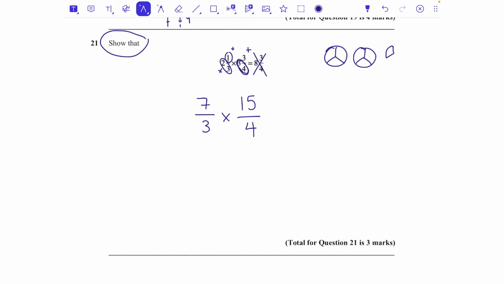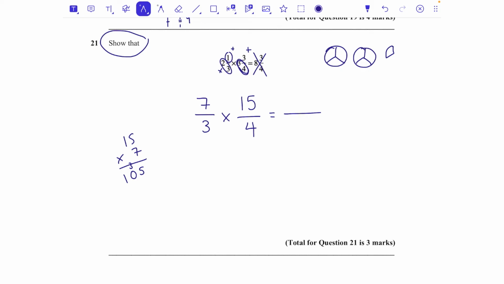Now when we times fractions, we actually don't need to make the denominators the same. When you add and subtract fractions, you do need to make them the same. But when you're multiplying, you do not need to make them the same. You can just multiply across. So 7 times 15, let's just do that over here. 15 times 7. Now 7 times 5 is 35. 7 times 1 is 7, add the 3 is 10.